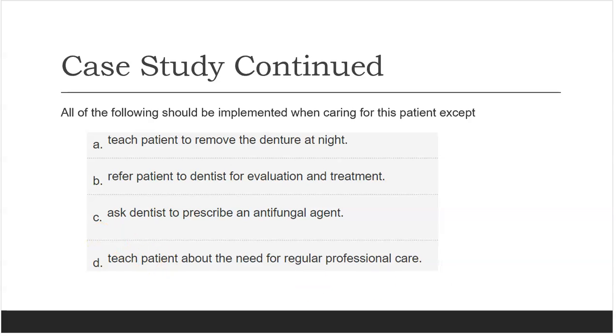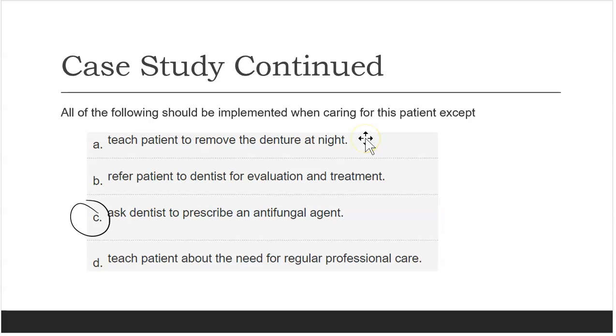The exception is C, ask the dentist to prescribe an antifungal agent. Nowhere there did it say that we have thrush or a candidiasis infection. So we don't need to ask the dentist to prescribe an antifungal agent. There's no evidence that the patient has a fungal infection or candidiasis, so it makes no sense to ask the dentist for an antifungal agent.